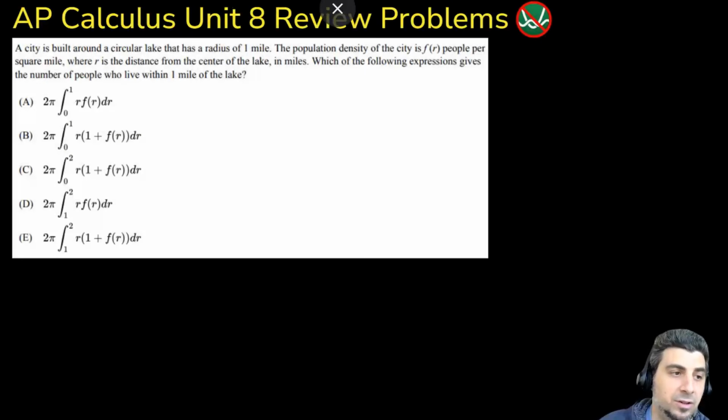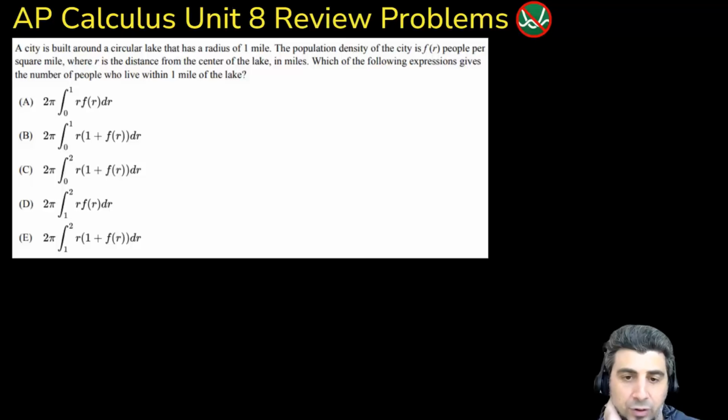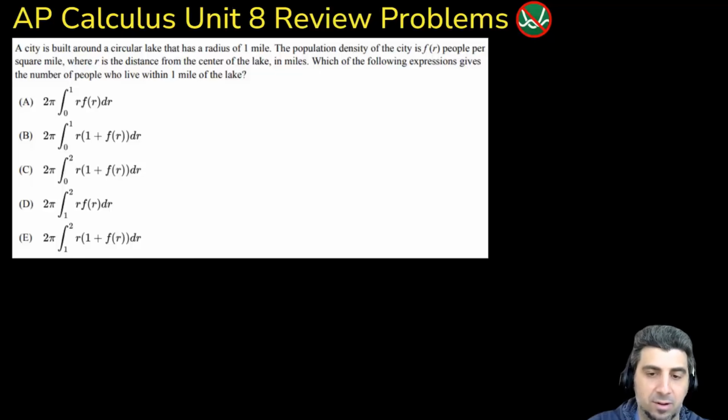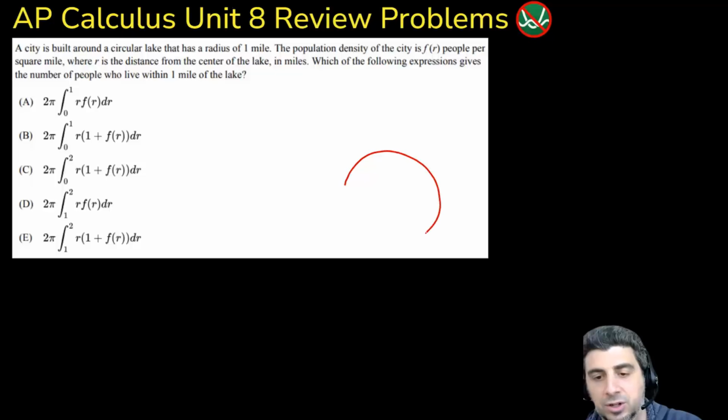This one, you're not permitted Desmos. The city's built around a circular lake that has a radius of 1 mile. The population density of the city is f of r people per square mile, where r is the distance from the center of the lake in miles. Which of the following expressions gives the number of people who live within 1 mile of the lake? This one really threw me for a loop at first, but you have to remember, you can always draw a picture.